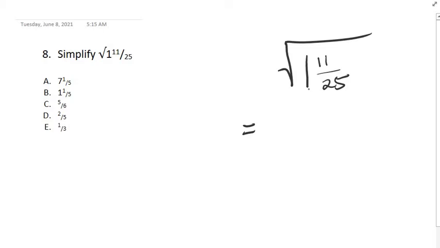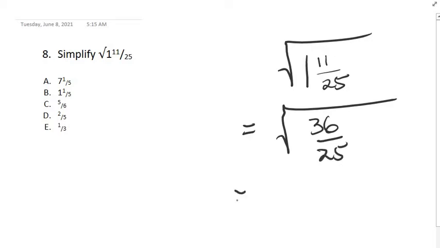25 times 1 will give me 25. Now, plus 11. So we have 25 times 1, 25 plus 11 will give us 36 over 25. Mind you, the square root is affecting both the numerator and the denominator. So what is the square root of 36, which is the numerator? 6 is the answer.